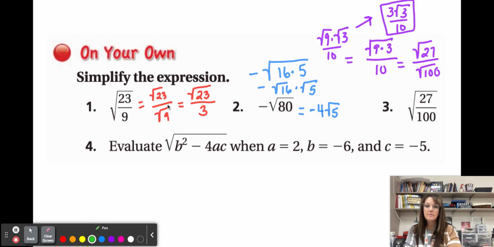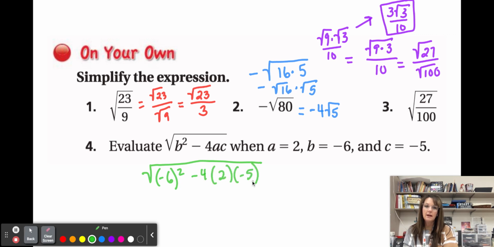Okay, looking at number 4 to evaluate, we have A, B, and C, and we want to substitute those in, and they're under the radical. So we're going to follow order of operations. So you might need some parentheses to protect this negative number here. It's negative 4 times 2 times negative 5. So under the radical, I have 36, because negative 6 times negative 6. Then, minus, and then 4 times 2 is 8.